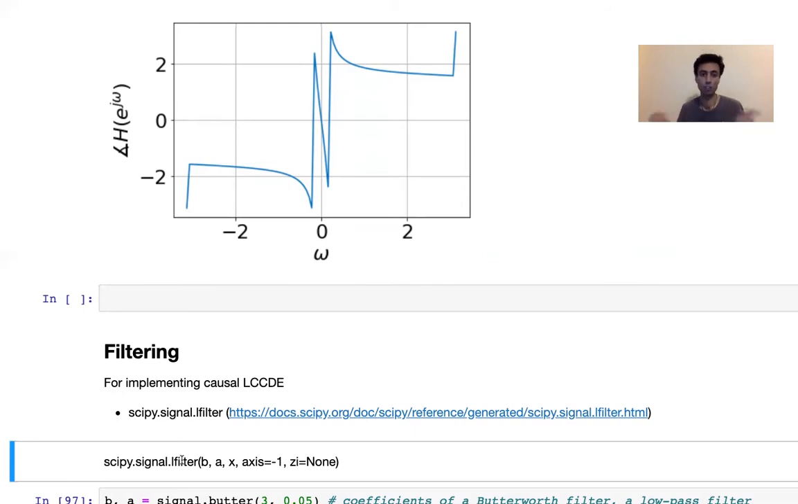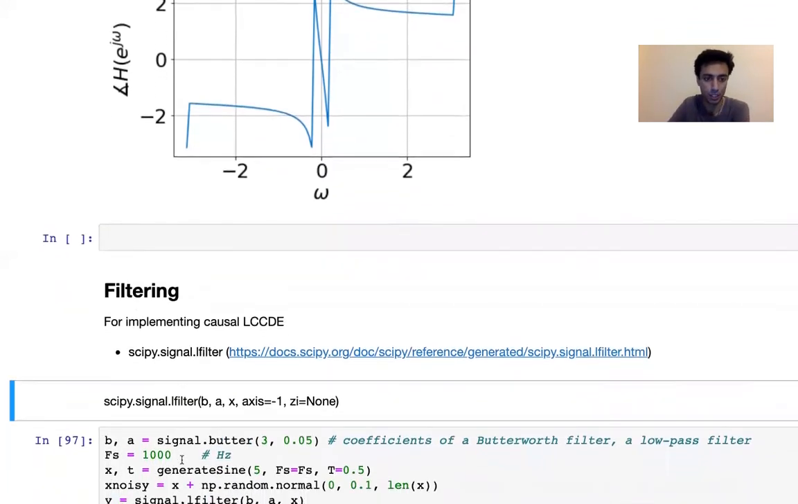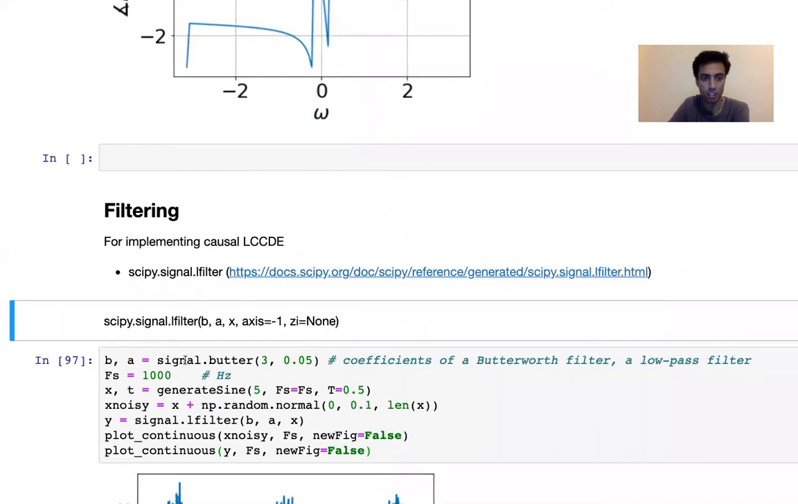It's just a convolution, right? A simple convolution. But okay, let's use what is already available to us. So now I am here again, getting a Butterworth filter, same b comma a. Now I'm generating a sinusoidal signal, adding noise as we have done above, a Gaussian noise with standard deviation 0.1 and 0 mean.